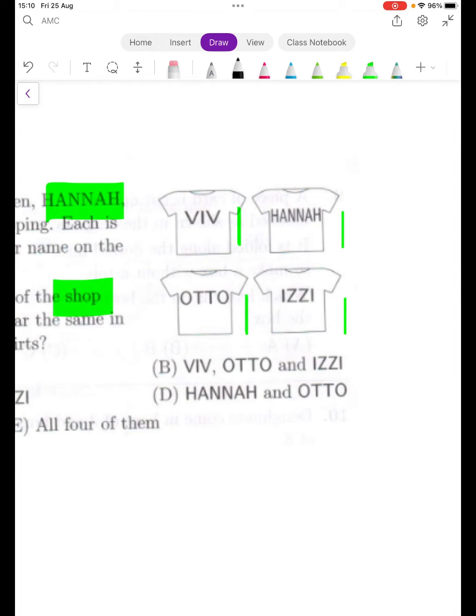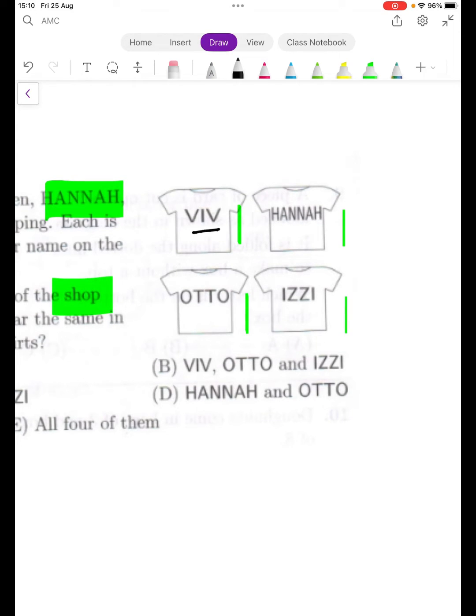So let's look for that. Again, just like I said, you can try it in the mirror. If Viv stood in front of the mirror, these letters will be exactly the same. Viv. Hannah, you might think it all looks the same, but let's try. H will be the same, A will be the same, N would actually go this way.